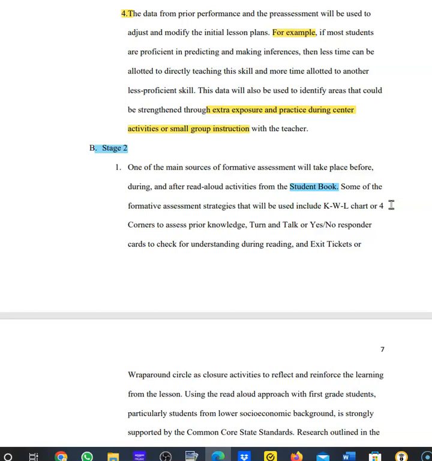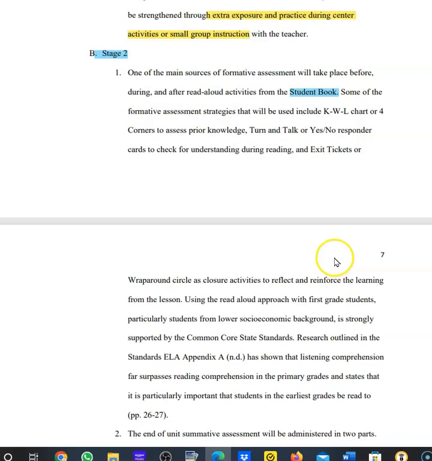And that is okay. But I do not want that to be the only formative, because I want to see that you have created a formative. And I'd like to see more than one, because this is what you're going to be using as formatives for the entire 8 weeks. Remember that. This is not just a one-shot deal. This is what you're going to be doing. So she says some of the formative assessment strategies will be used as the KWL chart and 4 corners to assess prior knowledge, turn and talk or yes and no responder cards to check for understanding during reading, and exit tickets or wraparound circle as closure activities to reflect and reinforce the learning from the lesson.